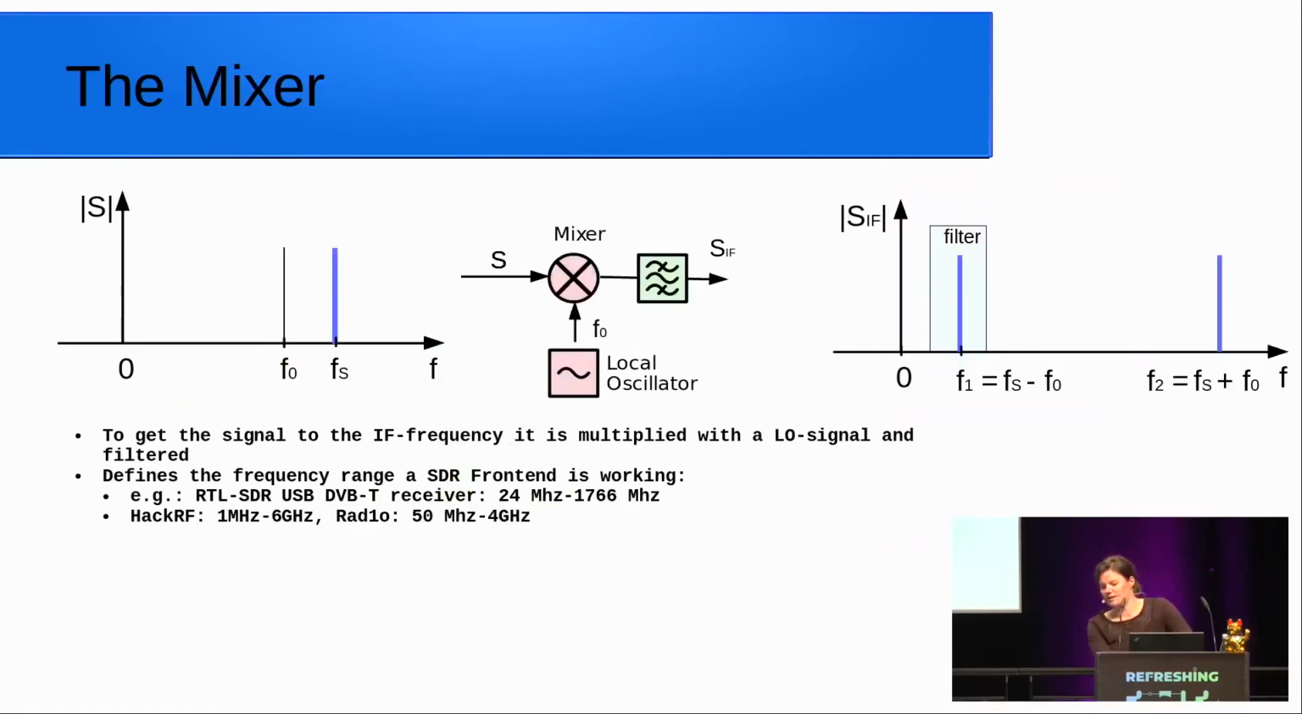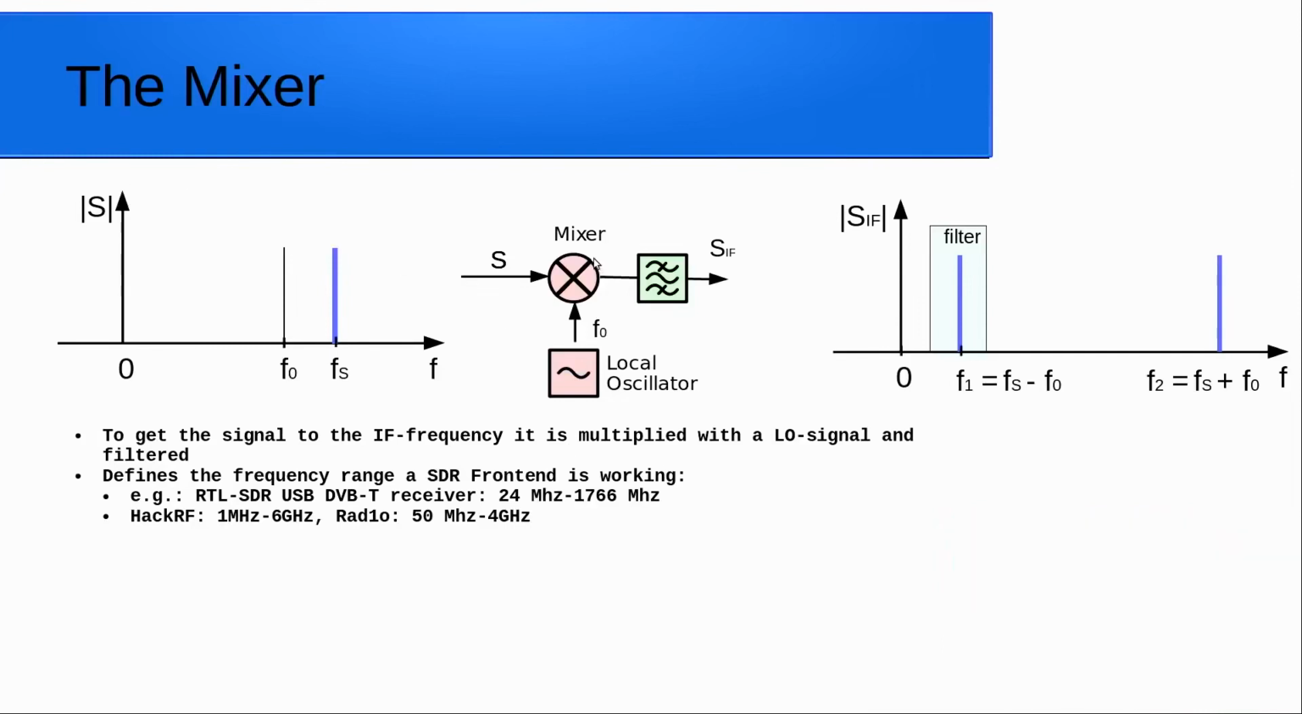To get the signal from the transmitted frequency to the IF, the intermediate frequency, it is multiplied with an LO signal and then filtered. And this multiplication actually ends up in an addition, here this higher part, and in a subtraction of the two frequencies we put in here. And with the filter, we actually get rid of the higher part here.